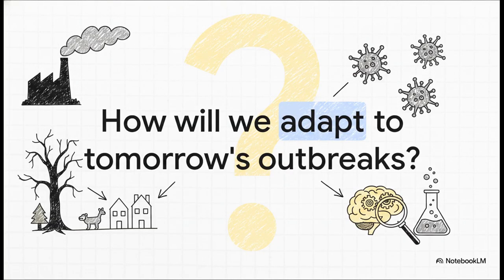But we really can't let our guard down, as things like climate change, extreme weather, and deforestation keep pushing wildlife out of their natural habitats and right to the edges of human settlements. Those zoonotic spillovers we talked about, they're only going to become more likely. So the question we have to ask ourselves now is this: as these forces collide, how will human ingenuity continue to adapt to conquer the outbreaks of tomorrow?